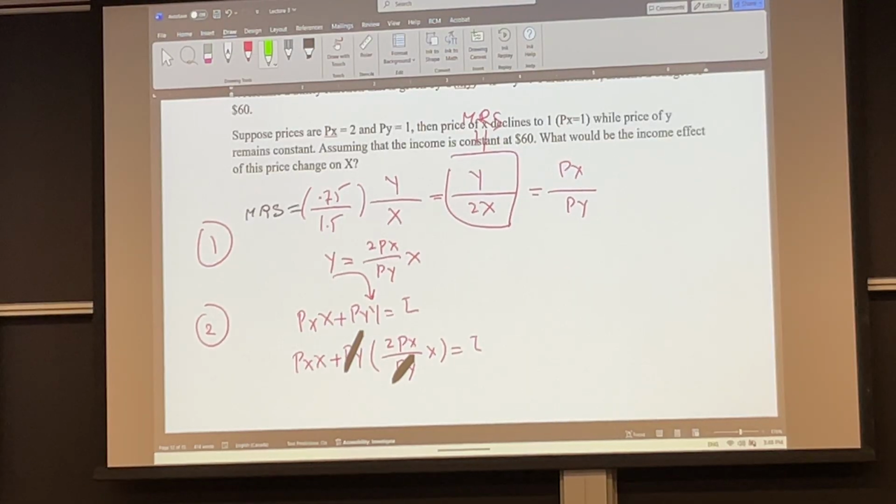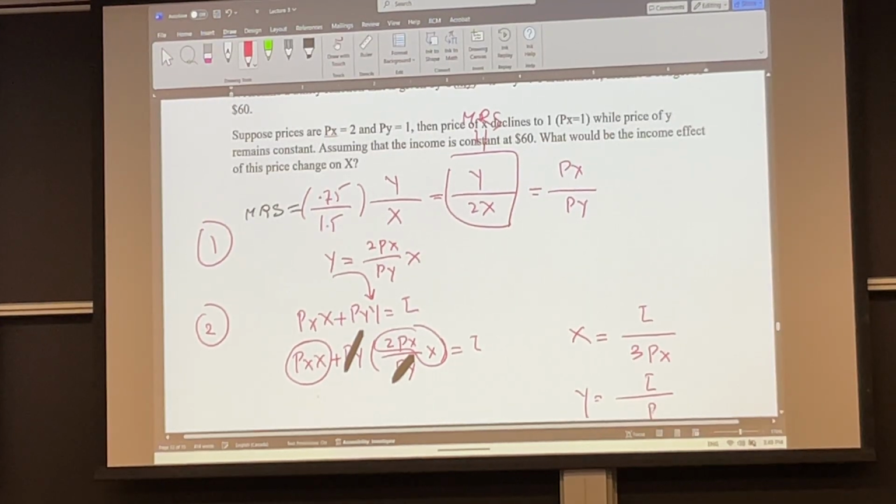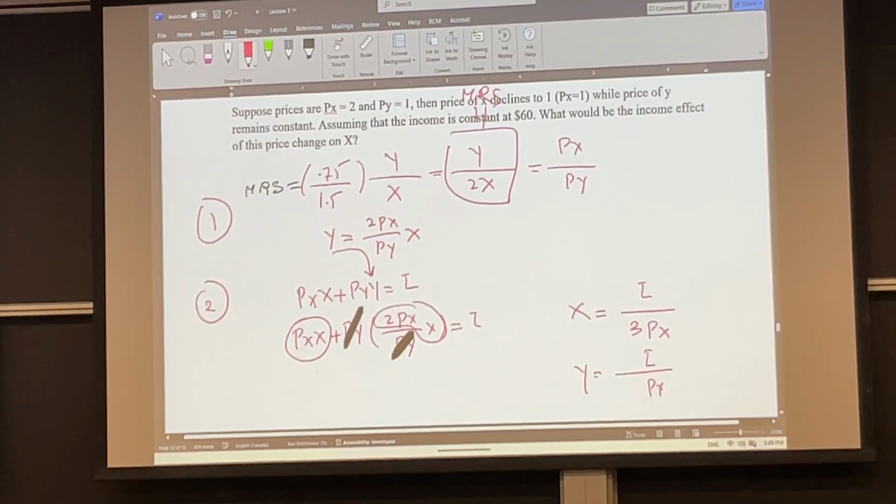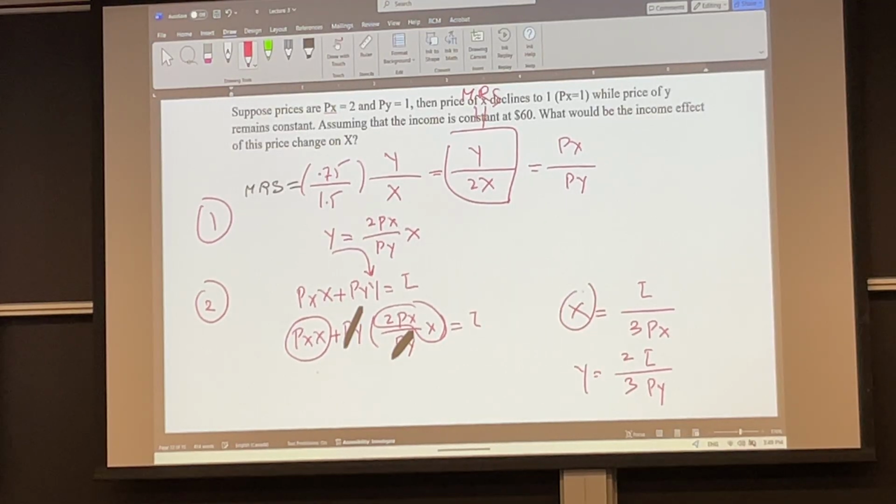How many do I have there? That's 1, that's 2, that's 3. Right? So actually, how much? I, 3, x. What about y? What's the demand for y? What's the multiple? 2, 3. Again, if you don't like this, just plug it in. It will give you the same thing. Right?